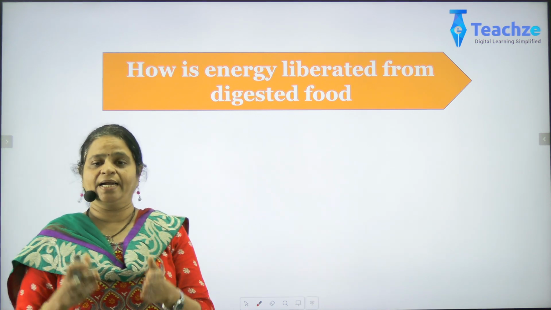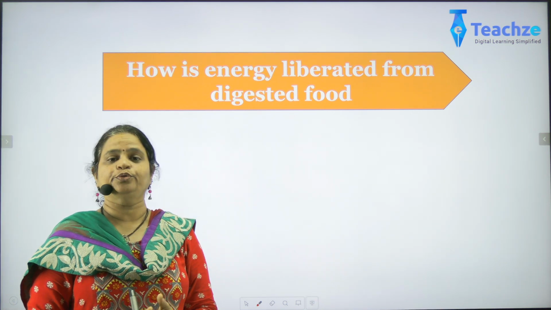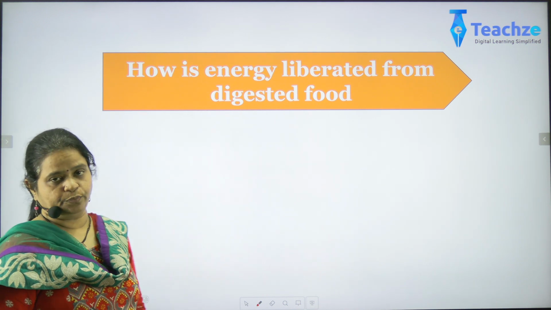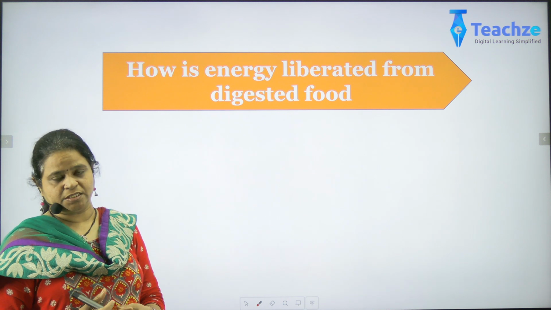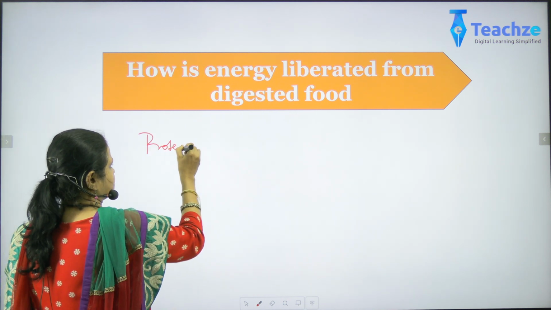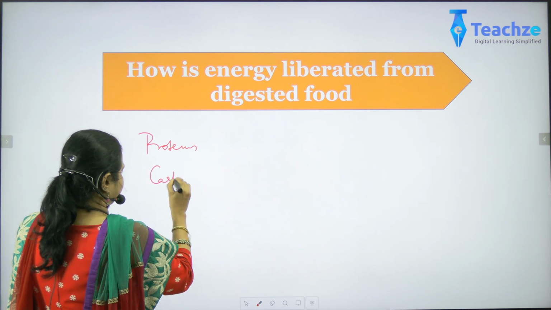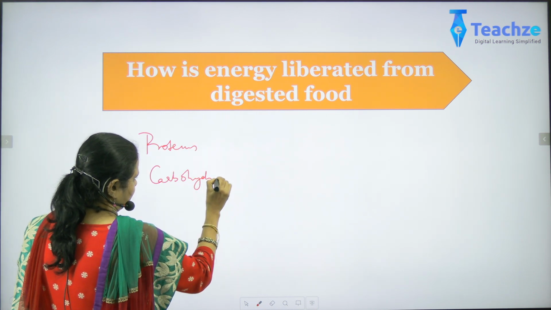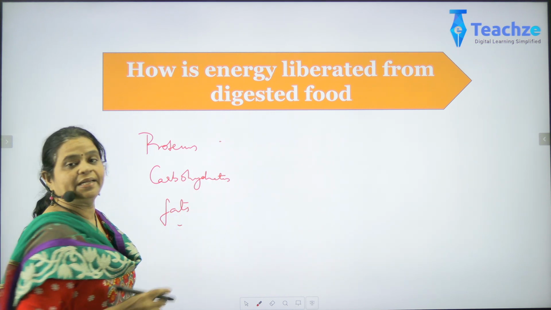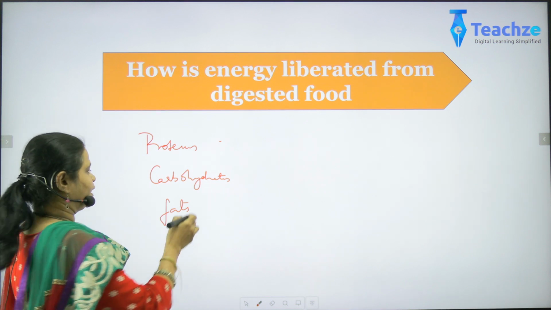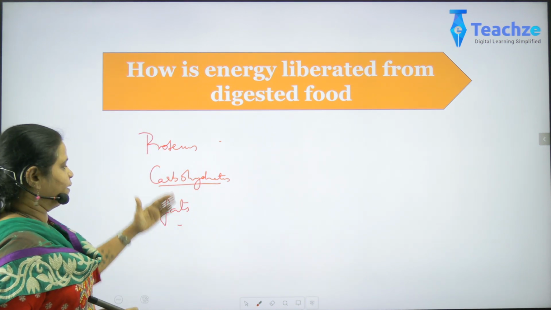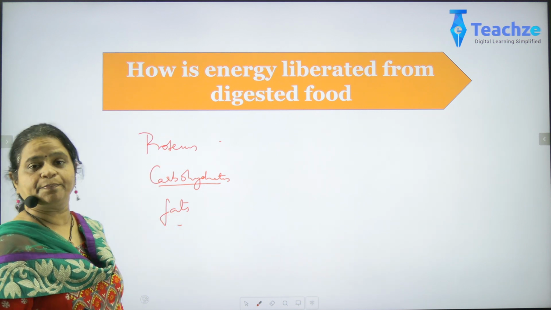So how exactly is energy produced from whatever we eat? And you have so many types of food which liberate different amounts of energy. You all know we have different kinds of foods, that is proteins, carbohydrates, and fats. All three will liberate energy, but generally the carbohydrates are supposed to be releasing more amount of energy. Next comes the fats and next comes the proteins.